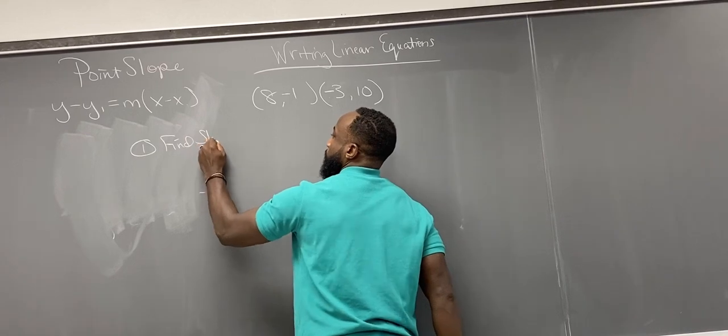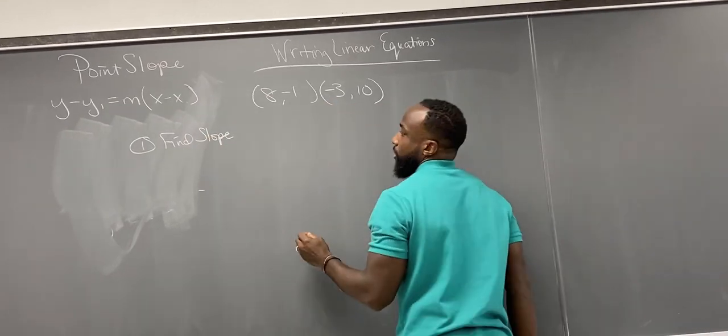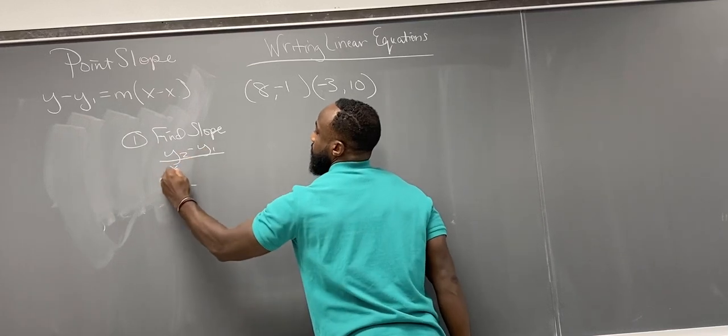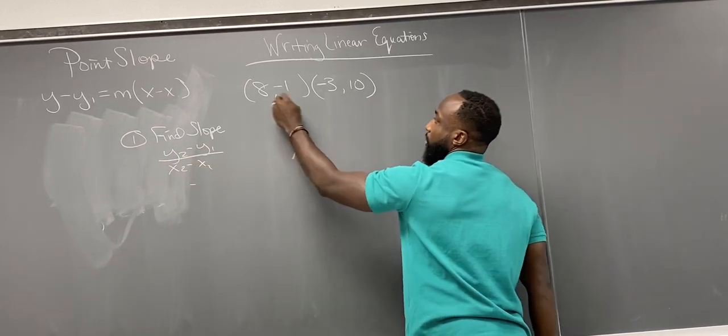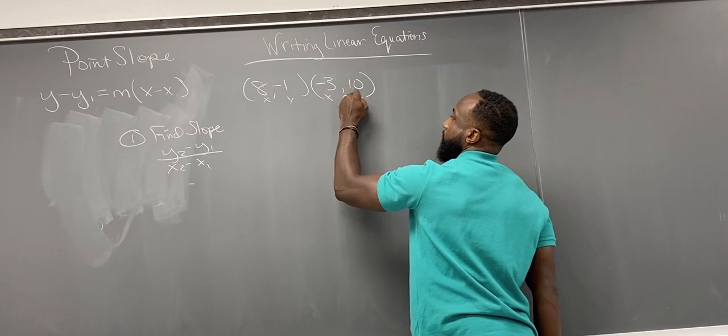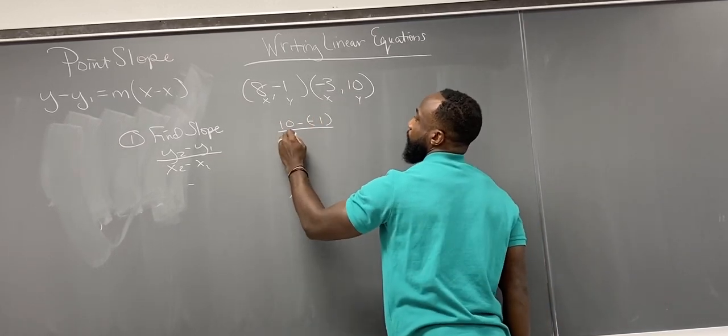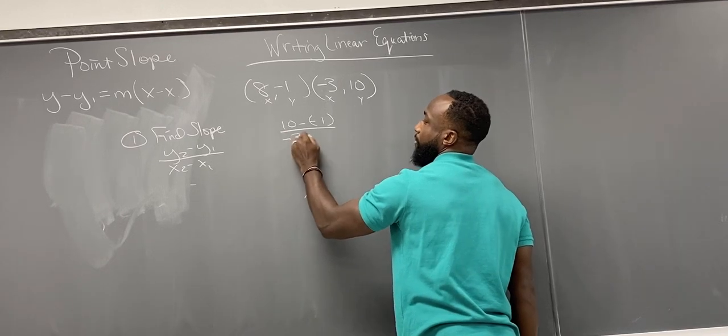Find slope, using the slope formula. That's y2 minus y1 over x2 minus x1. So x, y, x, y. That's 10 minus -1 over -3 minus 8.